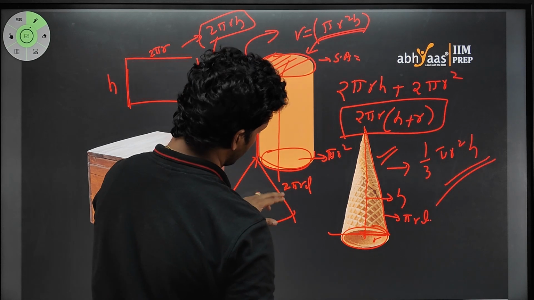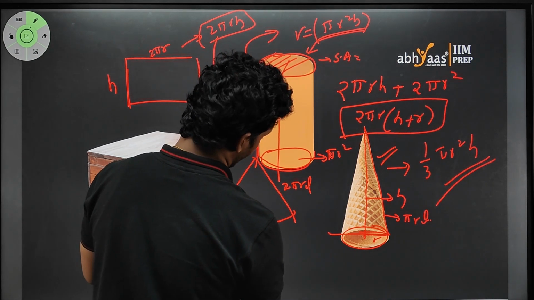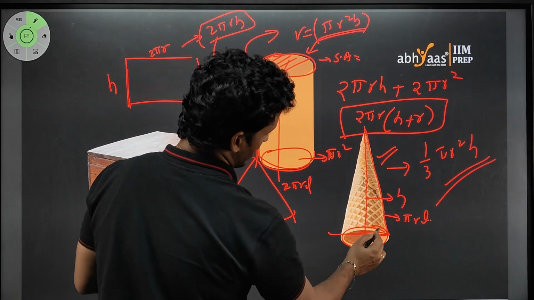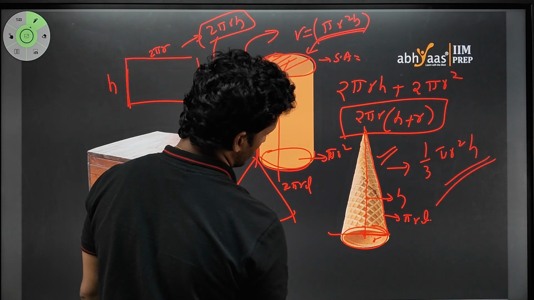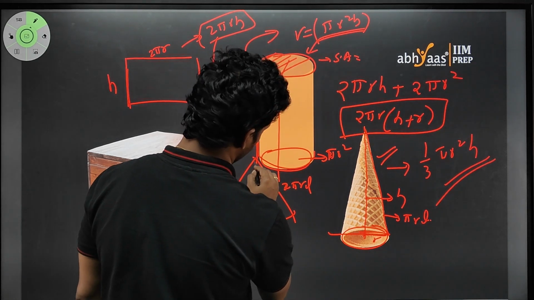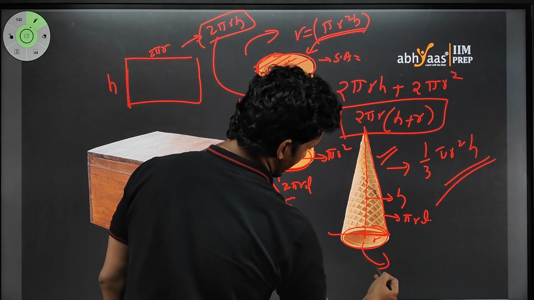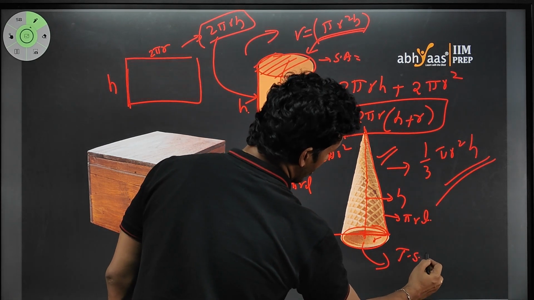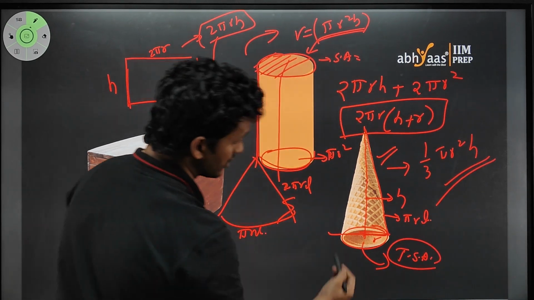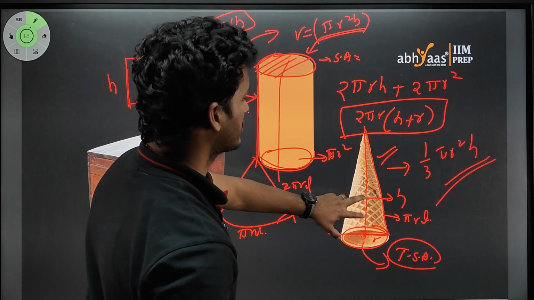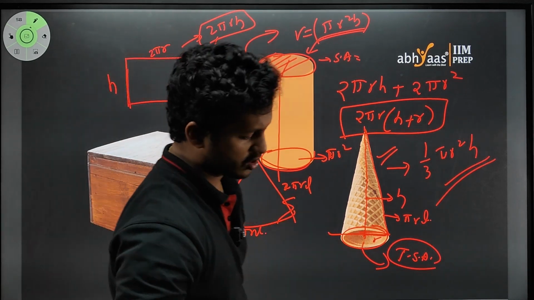Okay, so pi r l, taking l as the slant height and this as height h, you can find the total surface area. Okay, you can comment this surface area as well, the total surface area of a cone. Okay, I couldn't write it here. So yes, total surface area of a cone. Please comment in the comment section.